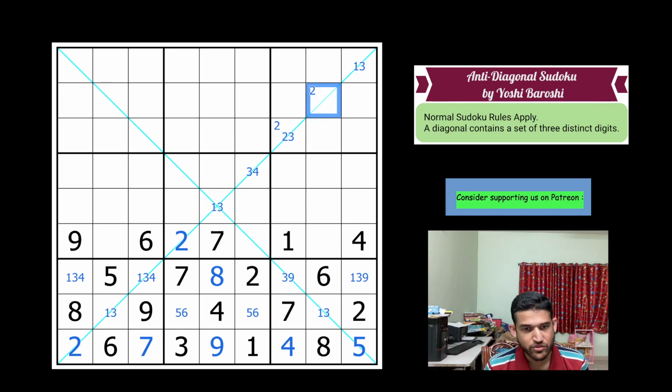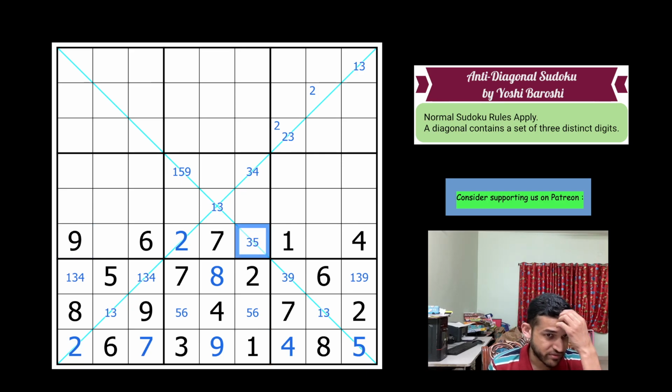And now if you look at the other diagonal, the only digits that can be on these cells are 1, 3, 5 and 9. So let's try to write them in. This is 1, 5, 9. This would be 3 and 5 because 1 and 9 are eliminated. So this is 3, 5. Okay, and 1, 3, 5, 9. 1, 3, 5. 5 is ruled out, so 1, 3, 9. 9 is ruled out, so 1, 3 and 5. Okay.